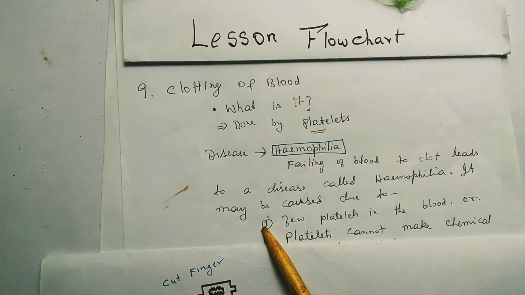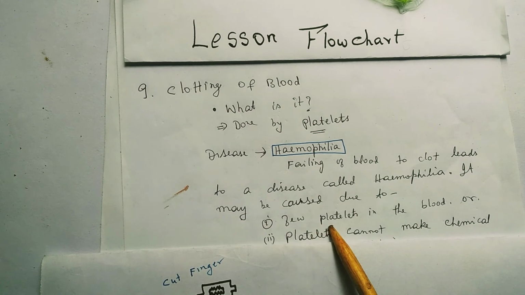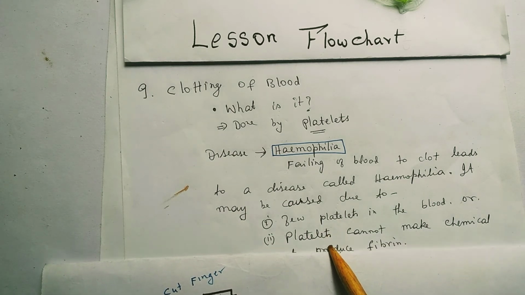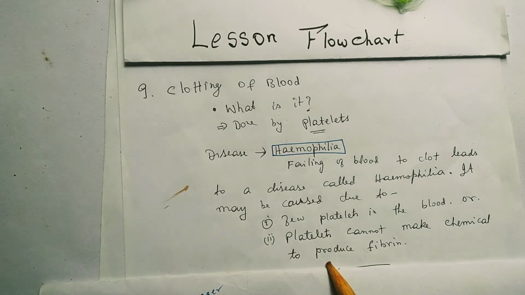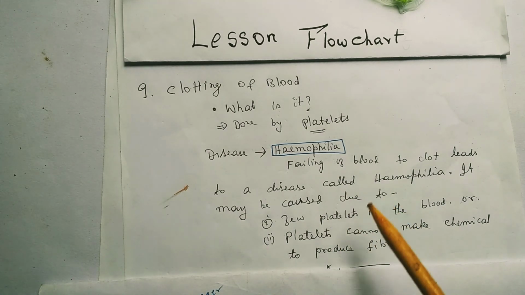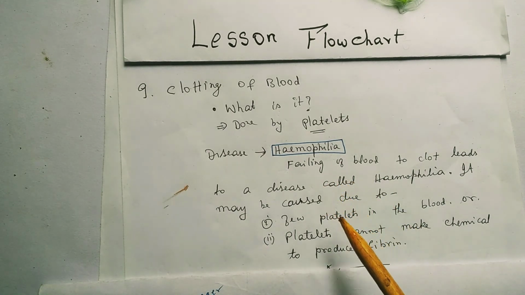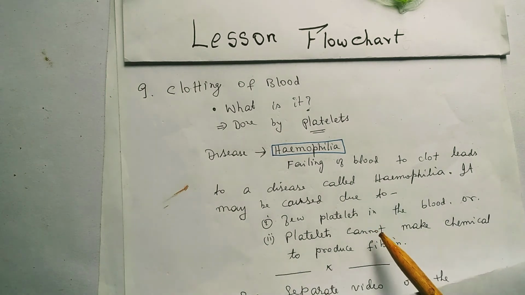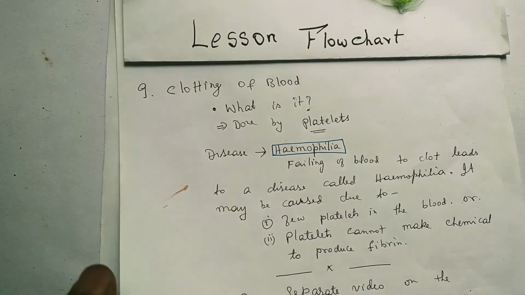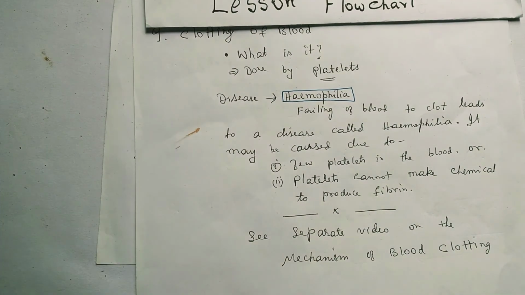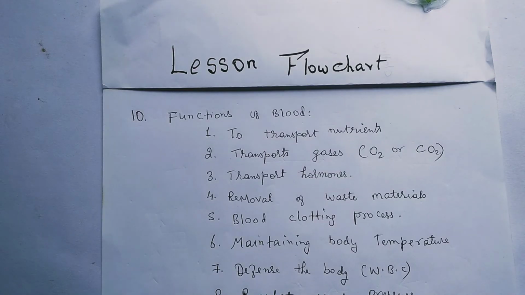One, it can be that in the body of that person there are only few platelets in the blood, or it can be that there are many platelets in the blood but still those platelets cannot make this fibrin. The fibrin is a chemical which covers that cut area to stop the flow of the blood. So for this I will make another video to explain the details of how the blood clotting is done by the blood. Now we'll see the functions of the blood.